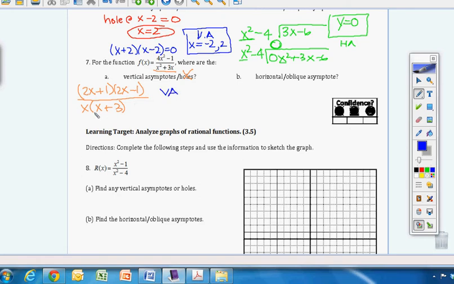But our vertical asymptotes is where we're going to set these equal to 0, this equal to 0, and this equal to 0. So vertical asymptotes are at x equals 0 and negative 3.